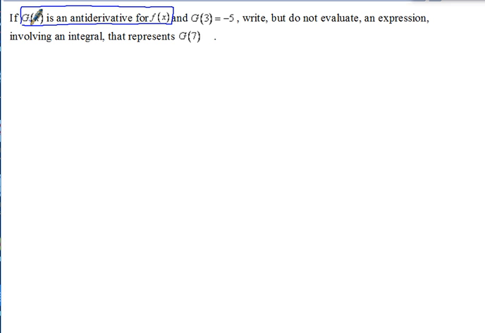Well, let's try to write that statement in reverse. Capital G of x is an antiderivative for f of x. Well, if you write it the other way around, starting with f of x, that means f of x is the derivative of capital G of x. And we'll see how that's helpful if we think about it that way.